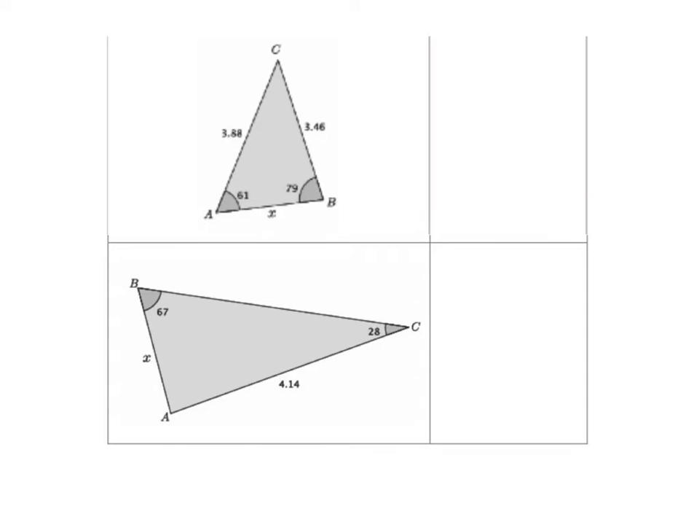Alright, let's see what I have here. Well, I have two sides. I can do this one in a few different ways. First of all, I can solve for this angle right here just by subtracting from 180. This is 40 degrees. So I can use the law of sines because I'm trying to find the side opposite the 40, and I know this side and I know that side.